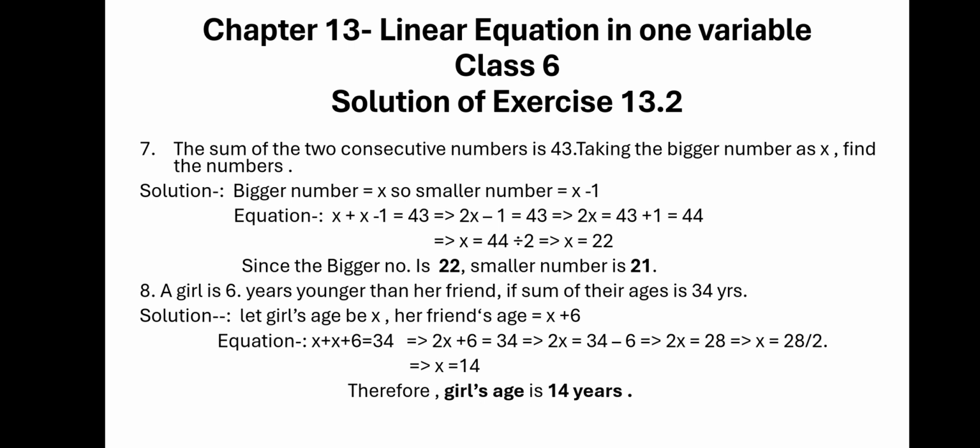And their sum is x plus x plus 6 equal to 34. So 2x plus 6 equal to 34. So 2x equal to 34 minus 6, and 2x equal to 28. Therefore x is equal to 28 divided by 2, so x is equal to 14. So, since we have taken her age as x, the girl's age is 14 years.